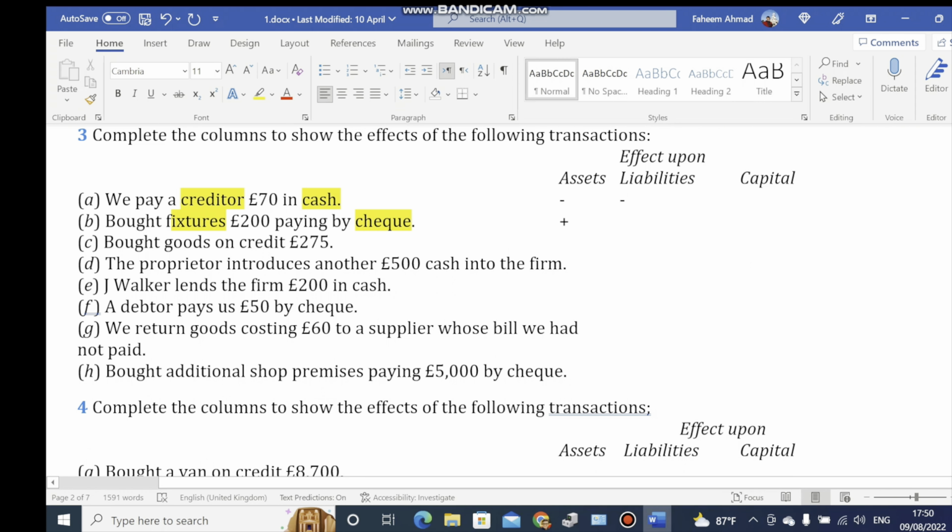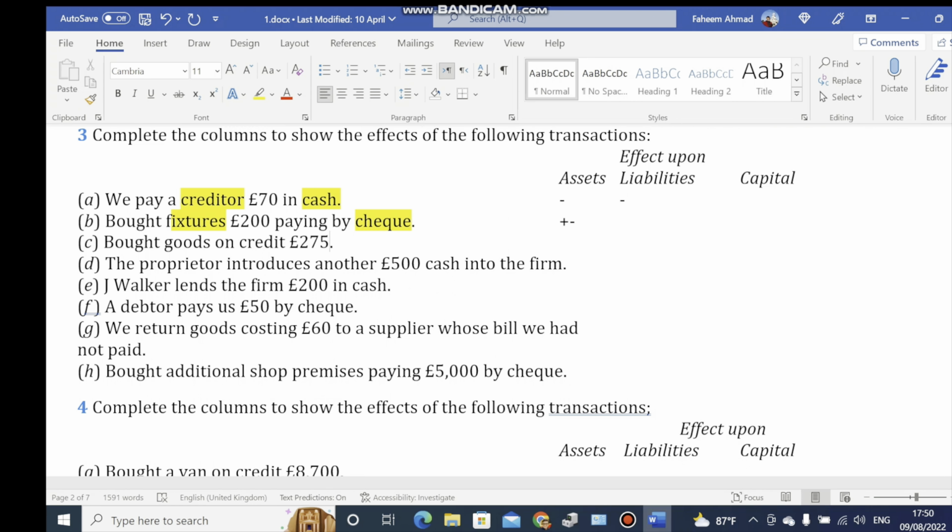We paid by check. Check means bank balance. Bank balance is an asset, and when we paid money out of the bank, our bank balance is falling, decreasing. So I will put a negative sign. Okay, so one asset increasing, one asset decreasing.